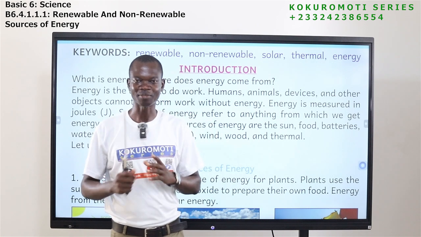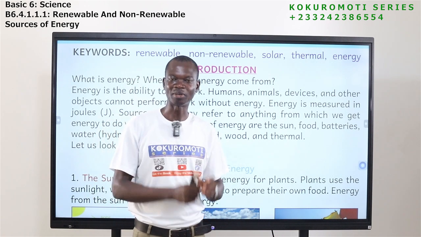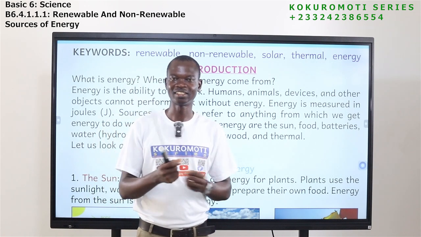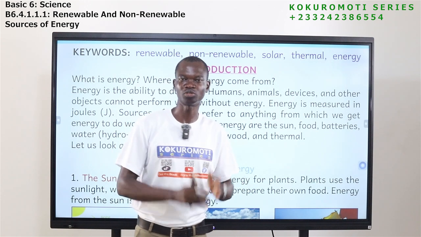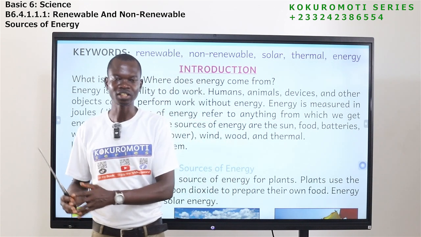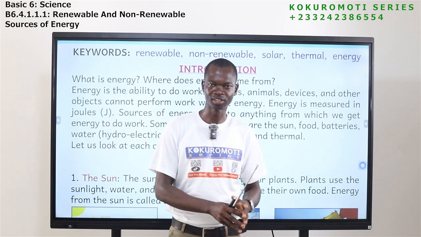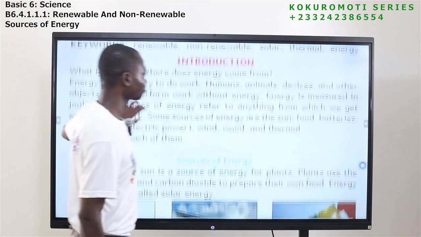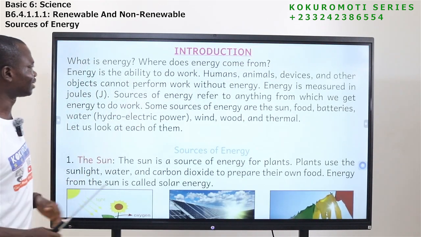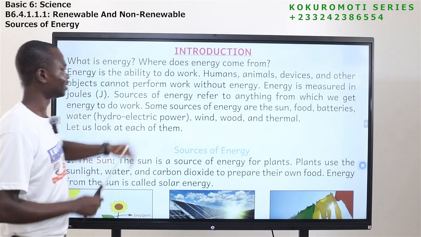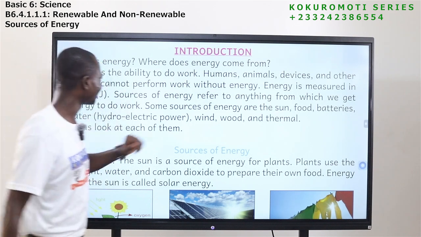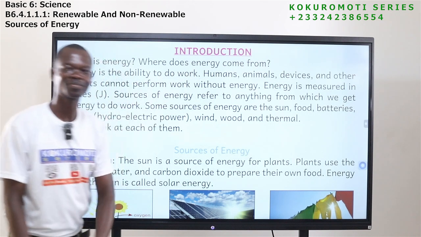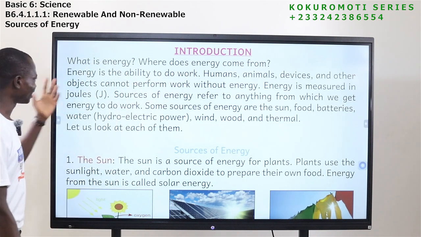So today's lesson is about energy. But we look at where this energy comes from. And then later on, we will group them into those that can be renewed and those that cannot be renewed. So we've seen that energy is the ability to do work. And now the next question is, where does energy come from? Yes. So let's look at it.